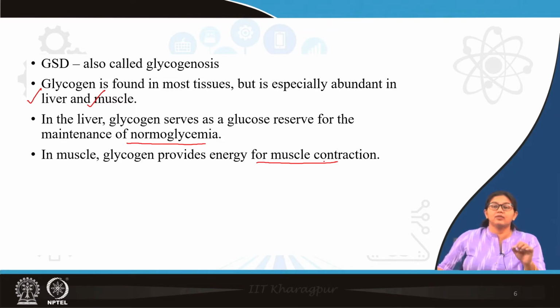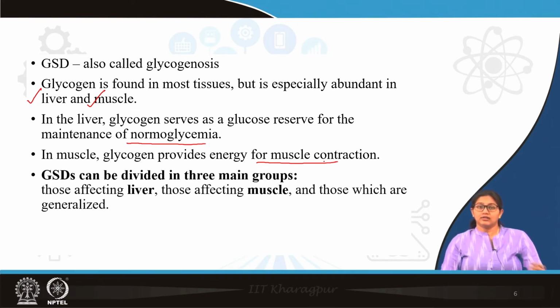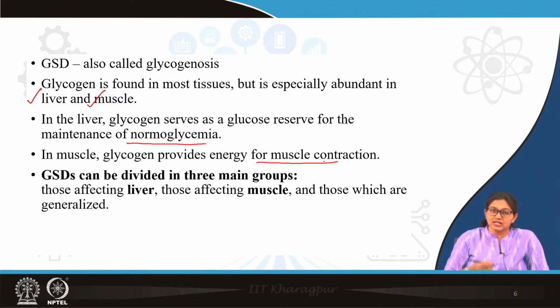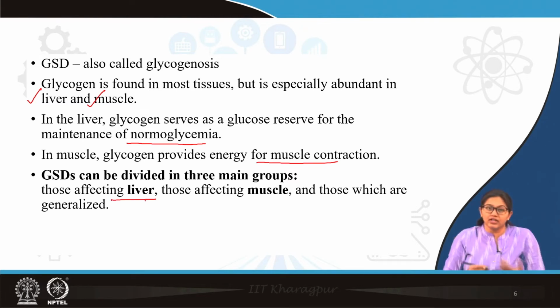So, what will happen? There will be fasting hypoglycemia. During the time of fasting, when there is a long gap between two meals, glycogen will be unable to supply glucose and that will cause fasting hypoglycemia. The manifestations of glycogen storage disorder are based on manifestations coming from the liver, or from muscle, or they can be generalized. So, the presentations are divided into three main groups.